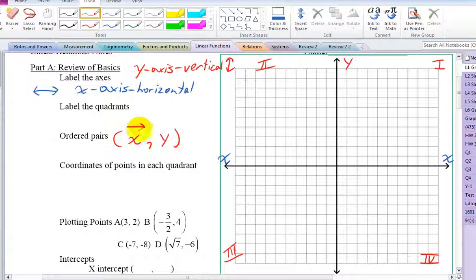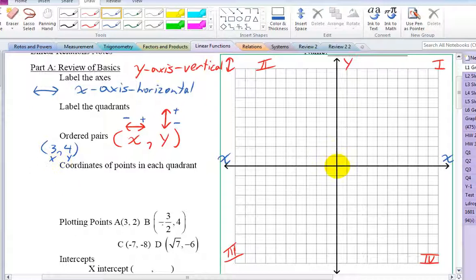Ordered pairs are bracket, a number, comma, a number, and a bracket. So our x value goes first, that tells us to go left or right. Our y value is second, that tells us to go up or down. Positive x's are right, negative x's are left. Positive y's, like a thermometer, are up, and negative y's, like a thermometer, are down. Okay. So that tells us an ordered pair. An example would be 3, 4. Okay, so this would be our x value 3, y value of 4.